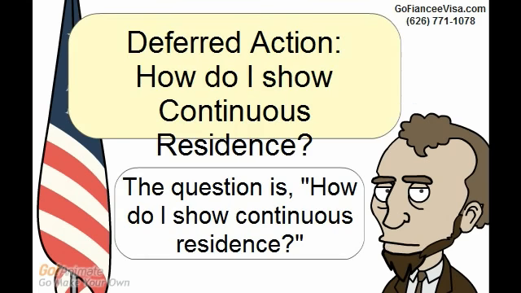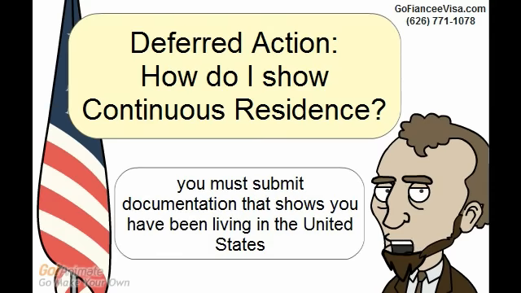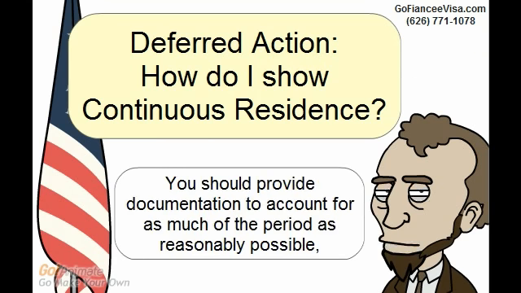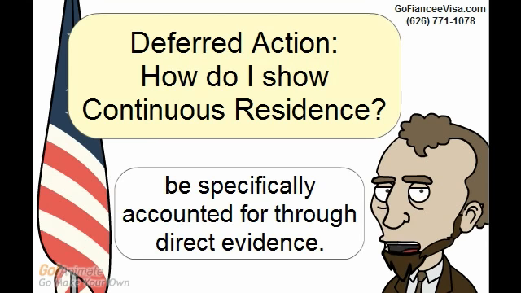The question is, how do I show continuous residence? To meet the continuous residence guideline, you must submit documentation that shows you have been living in the United States from June 15, 2007 up until the time of your request. You should provide documentation to account for as much of the period as reasonably possible, but there is no requirement that every day or month of that period be specifically accounted for through direct evidence.